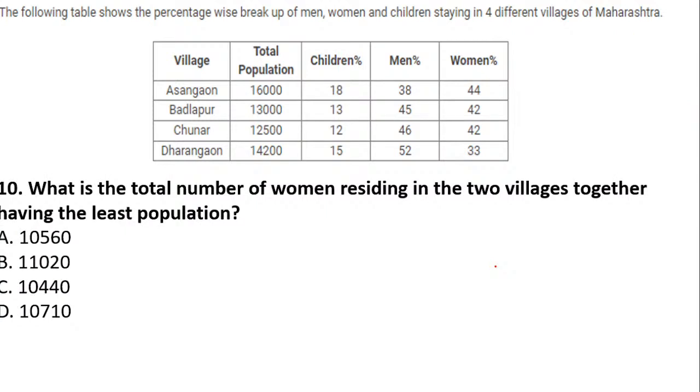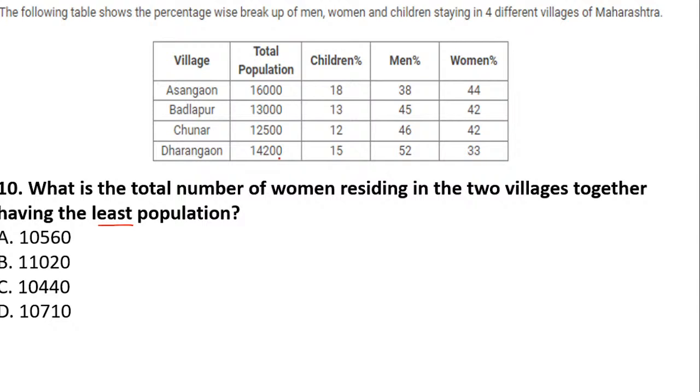What is the total number of women residing in two villages together having the least population? So least means what? Least means the minimum, the bottommost in number. If you look at the populations of these villages, Asangao is 16,000. Badlapur is 13,000. Chunar is 12,500.